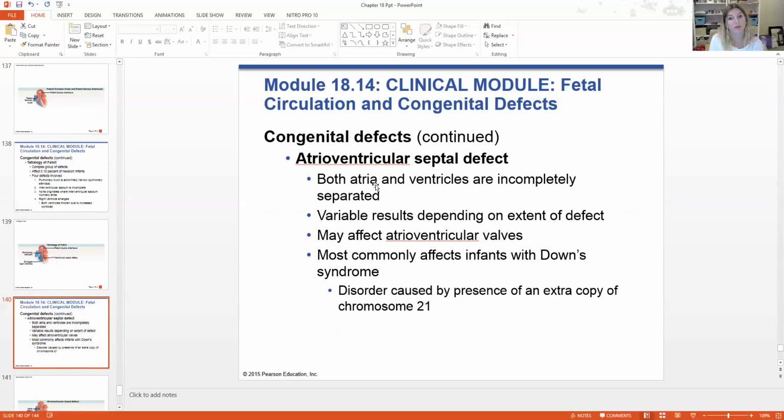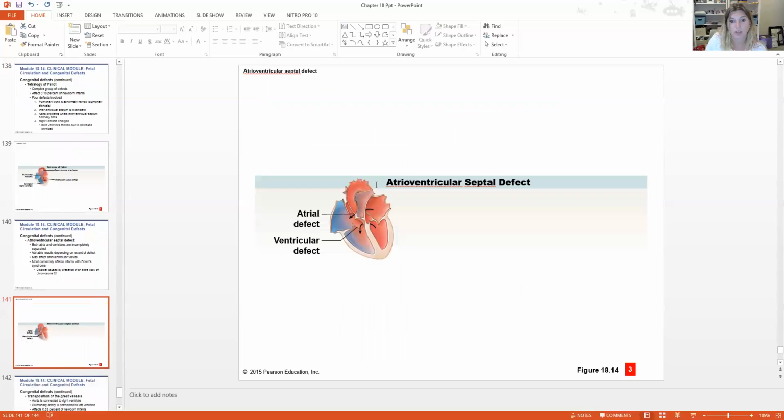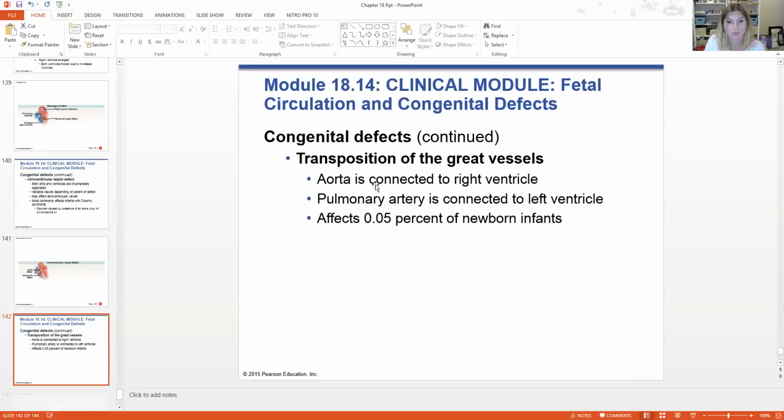This is when the atrium and ventricles are incompletely separated. And this is a variable disorder, so it depends on how poorly that septum is formed. It can affect the AV valves, the valves in between the atria and ventricles. Most commonly it occurs in individuals who have Down syndrome. So it's actually caused by the presence of chromosome 21. And there you see the heart. In an atrioventricular defect, those walls are not completely formed.